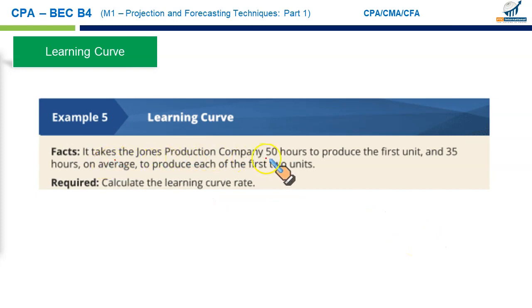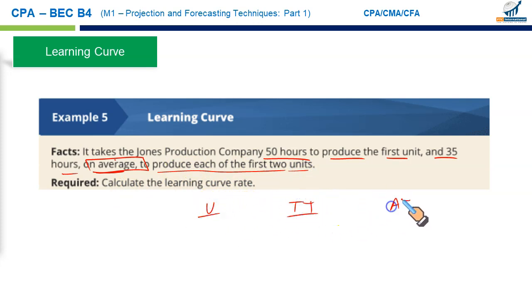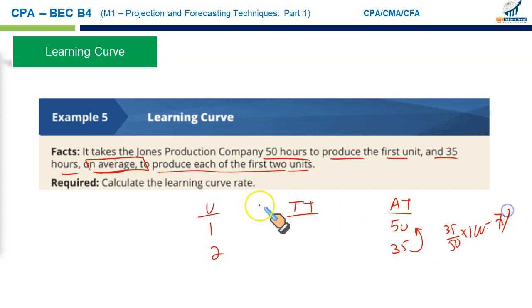It takes John's production company 50 hours to produce the first unit and 35 hours on average to produce each of the first two units. Calculate the learning curve rate. Again, units, total time is not involved here, average time is here. So first unit took us an average time of 50. Two units together took an average time of 35. 35 is what percentage of 50? 35 by 50 times 100. Again, it's 70%. So learning curve is 70%. So that completes your module 1, projection and forecasting techniques part 1.